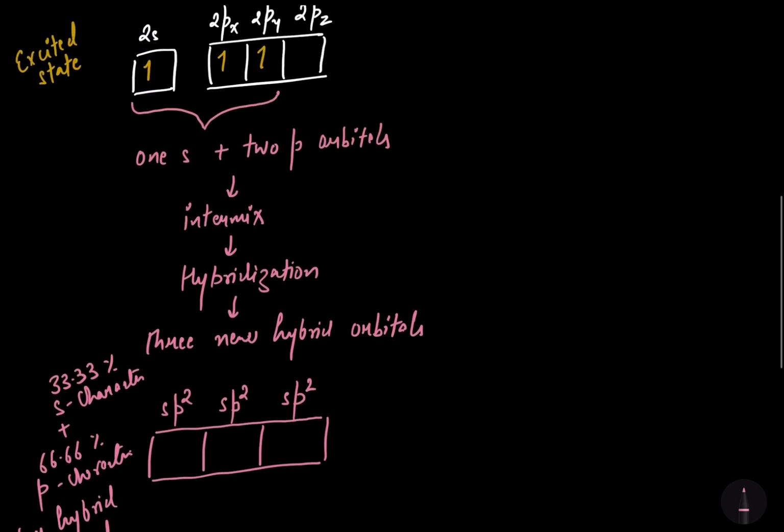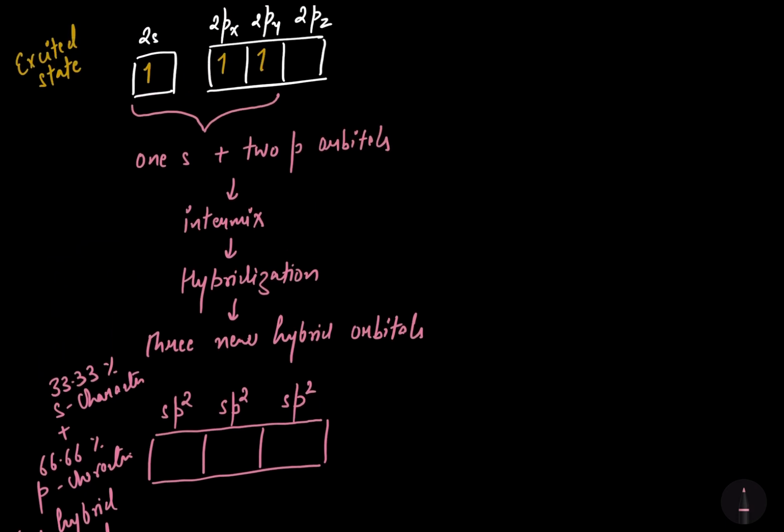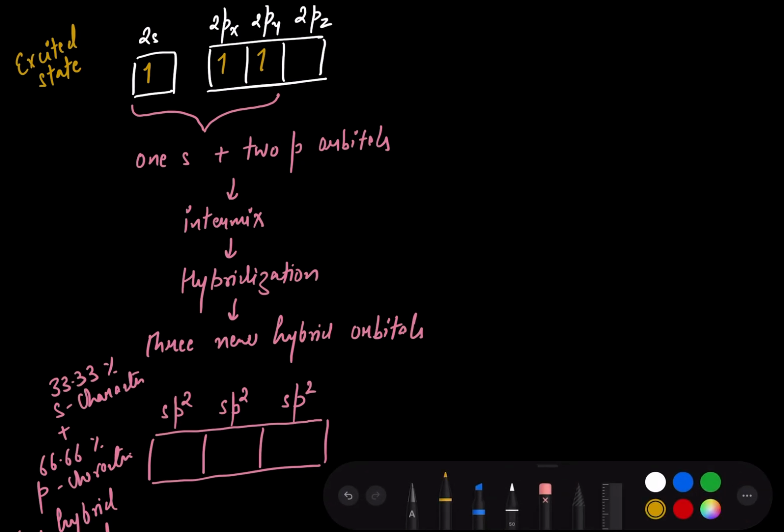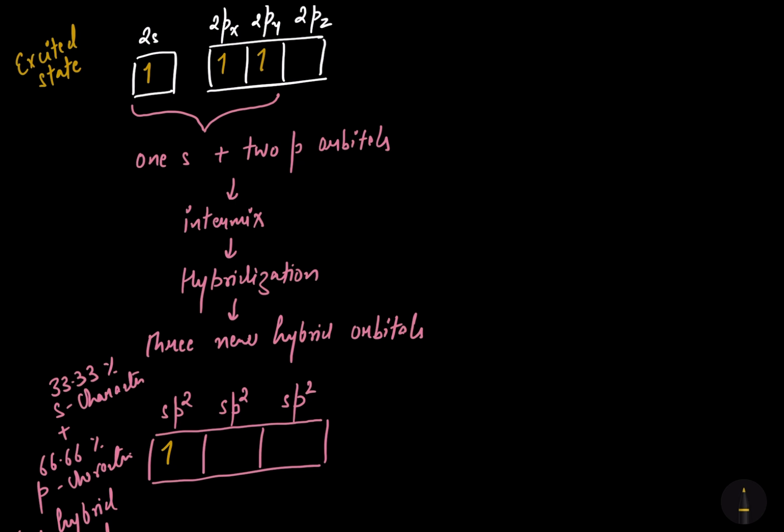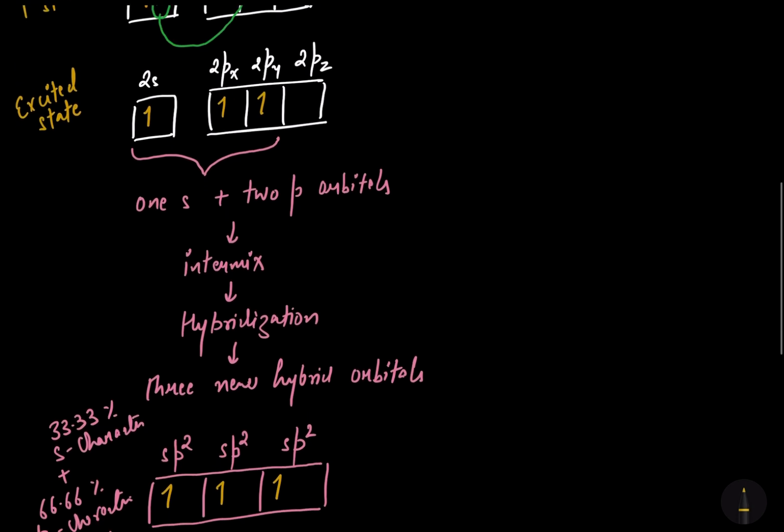Now, how many electrons did we have? 3 electrons. So there will be a redistribution of electrons according to Hund's rule. That's the first electron in the first sp2, the second electron in the second sp2, and the third electron in the third sp2. So we got the 3 new hybrid orbitals containing 1 electron each, which will overlap with the 2p orbitals of 3 chlorines to form the 3 sigma bonds. Now let's talk about chlorine.